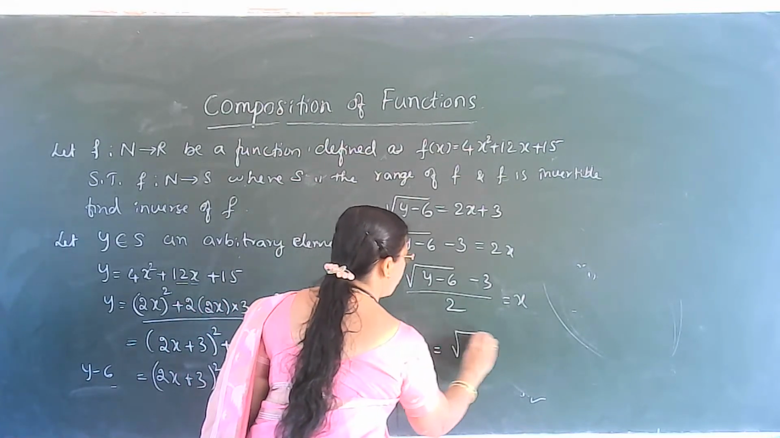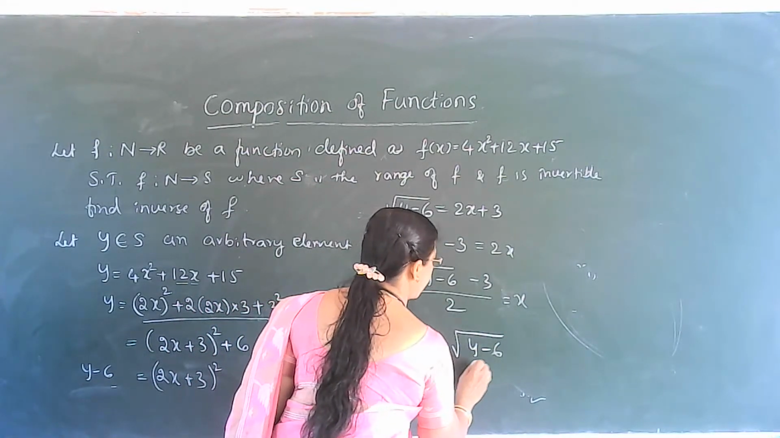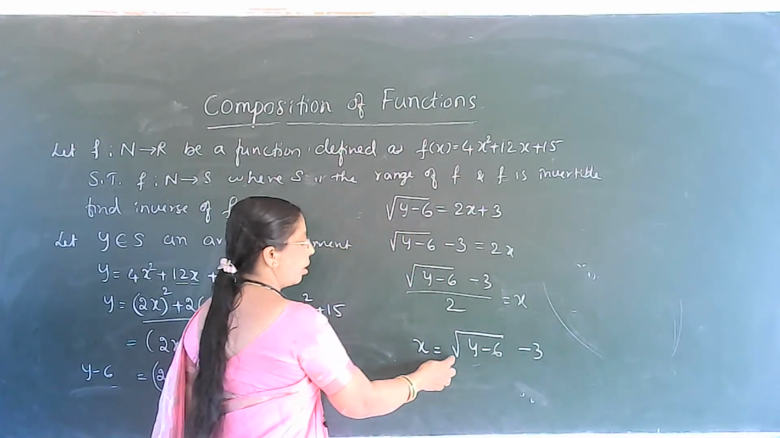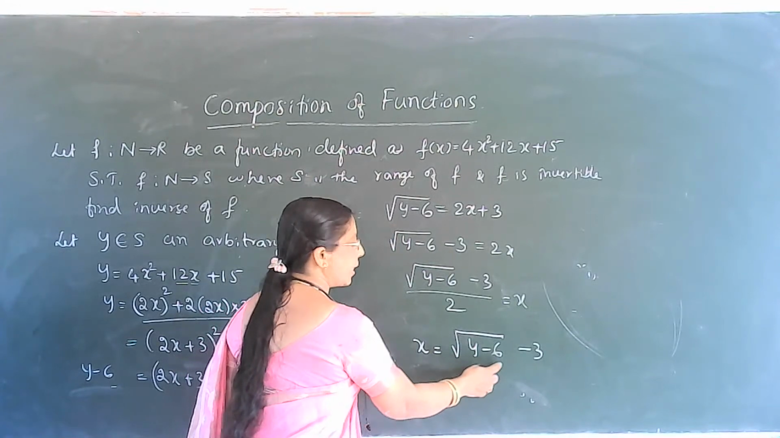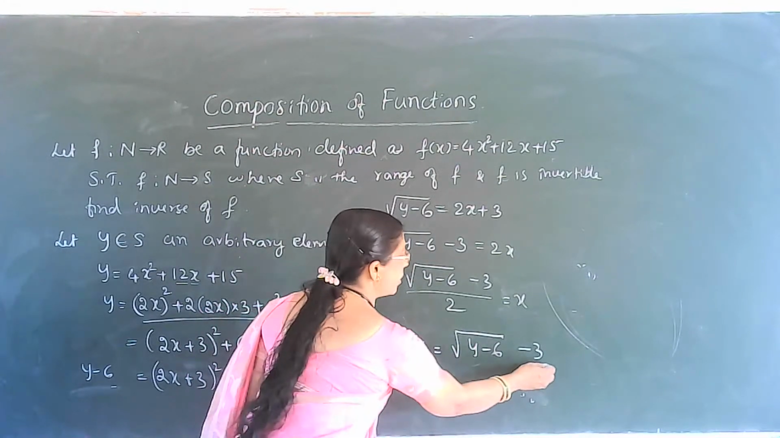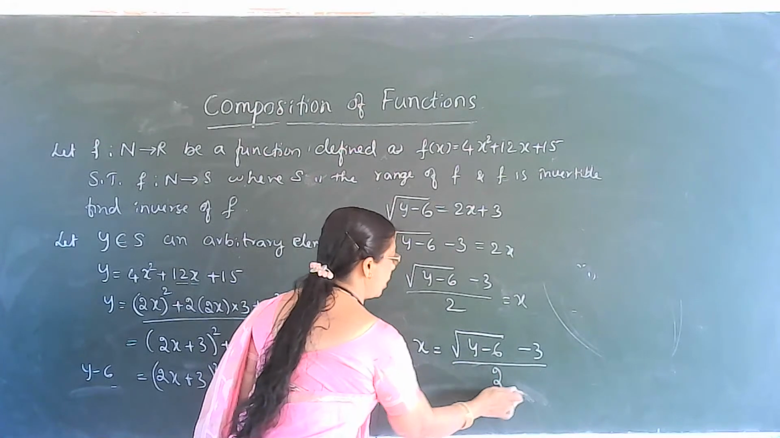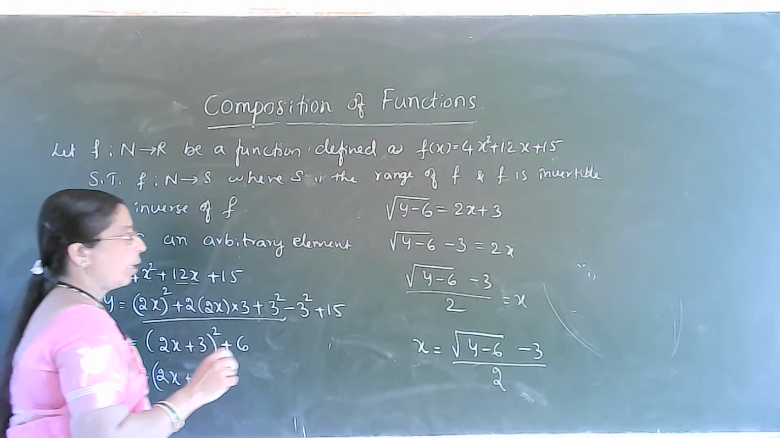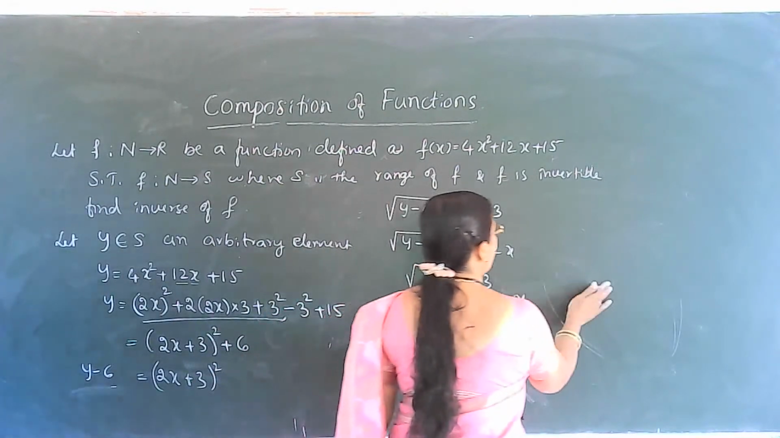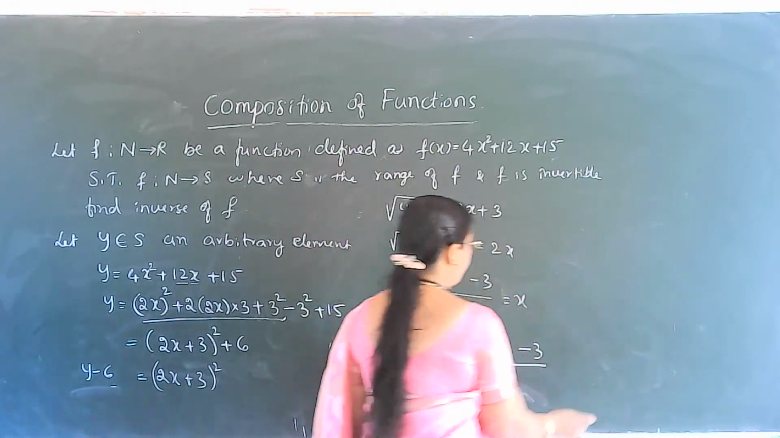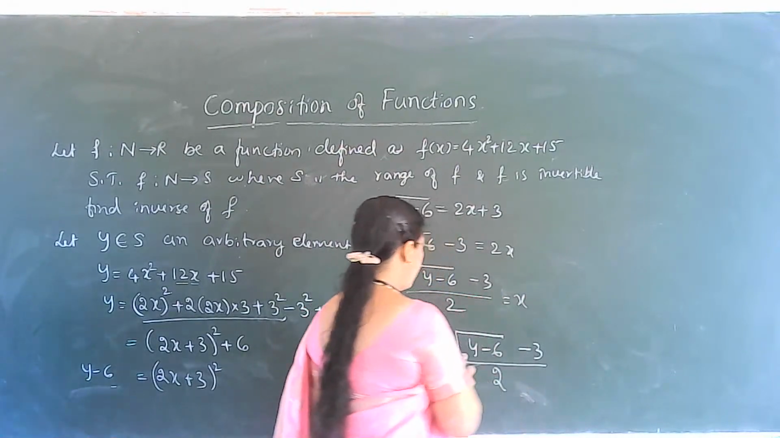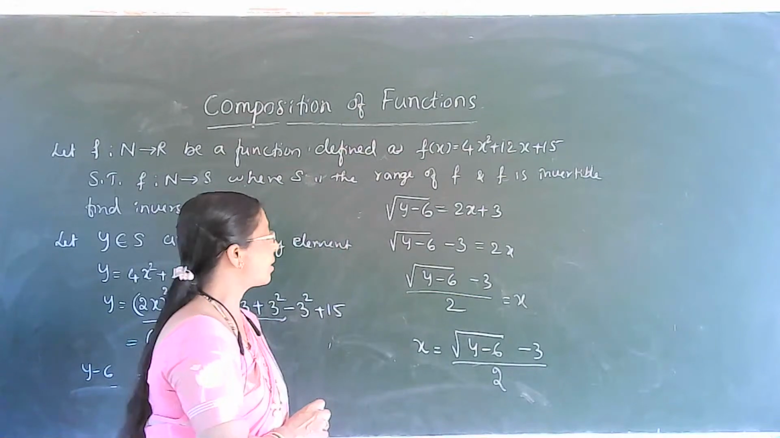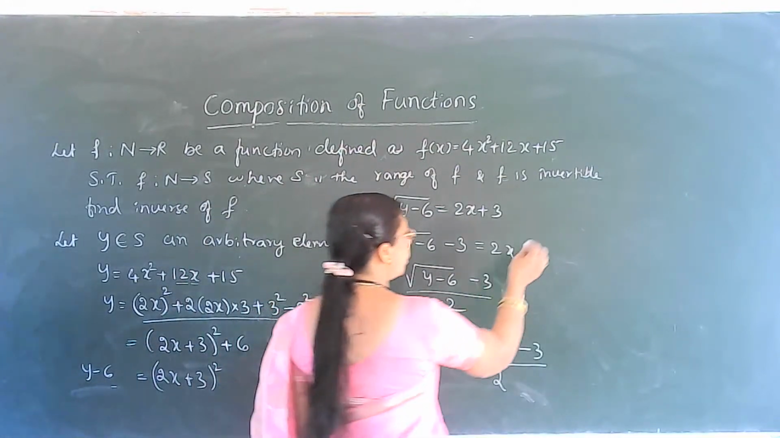Therefore, x equals the square root of y minus 6, minus 3. The minus 3 is not inside the square root; the square root is only for y minus 6. Then minus 3, divided by 2, is x. It is the pre-image in y, in x, the pre-image for y. Therefore, x equals square root of y minus 6 minus 3, divided by 2.